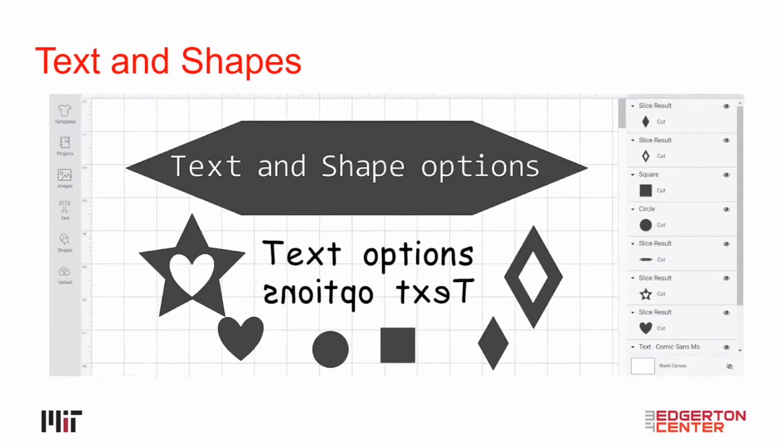A really nice thing about the Cricut DesignSpace software is that it has good text and shape functionality. So you can add finishing touches or sometimes do the whole project in the DesignSpace interface.